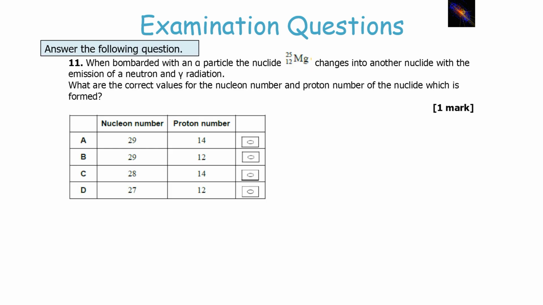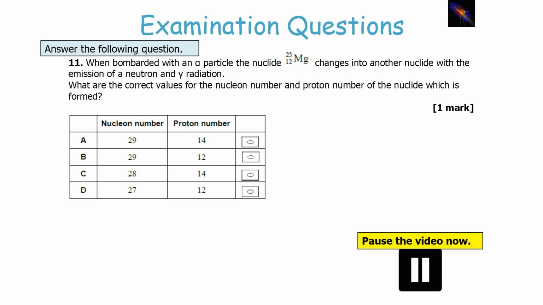Next question. When bombarded with an alpha particle, the nuclide of magnesium changes into another nuclide with the emission of a neutron and gamma radiation. What are the correct values for the nucleon number and the proton number of the nuclide which is formed? So pause the video now, then unpause the video when you want to go through your answer.